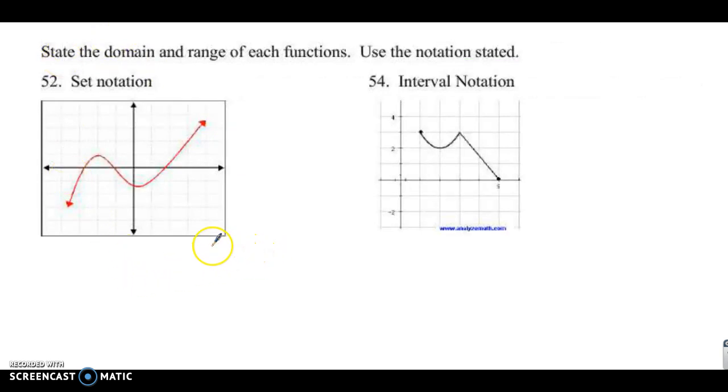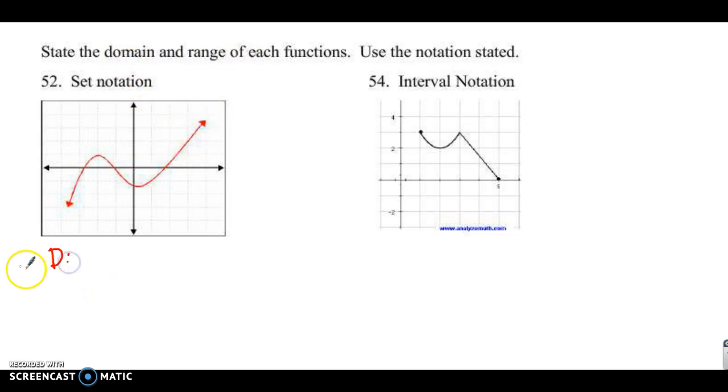Now, our domain and range, hopefully you've gotten a lot better with your domain and range so that you can write in different sorts of notations, set notation as well as interval. This gives you an opportunity to do both. They want us to write our set notation for our domain and range of this function.